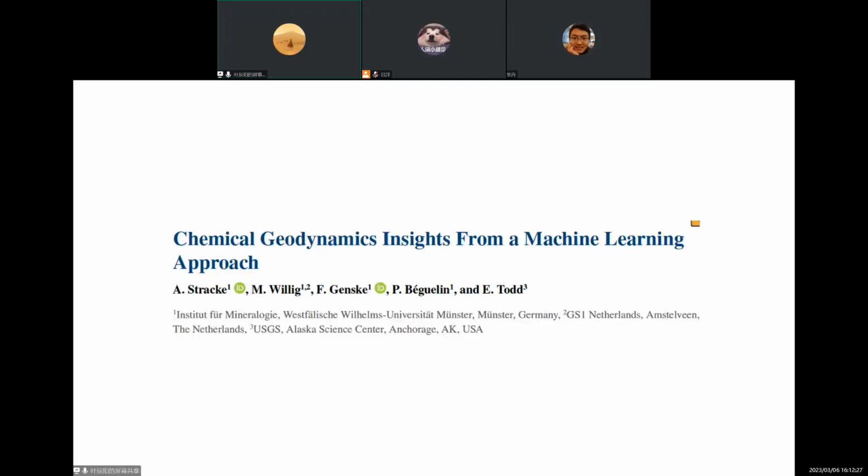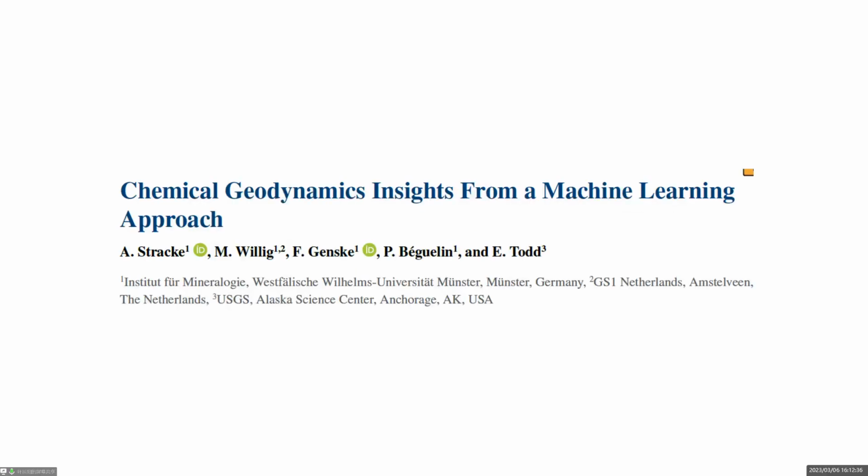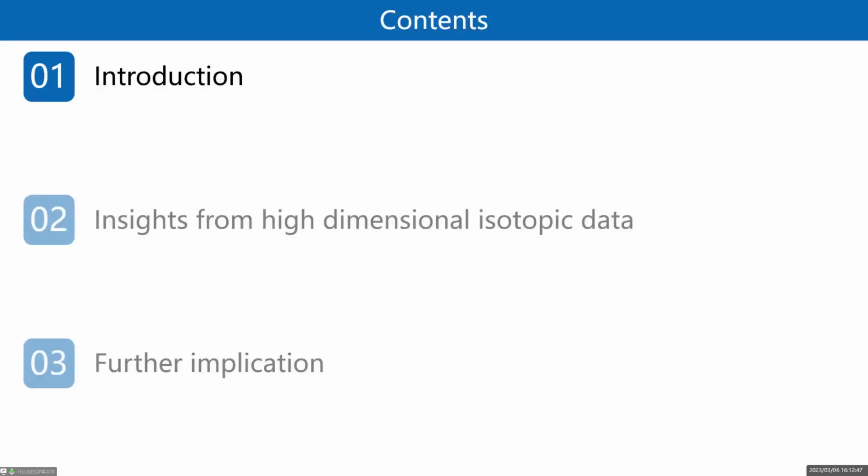Okay, everyone. Today, my presentation focuses on the information hidden by the isotopic composition of global basalts in high-dimensional space. This presentation is based on Stracke's paper from 2022 as well as some related papers. Before discussing this paper, I will give a brief introduction to the authors and some basic knowledge about mantle geochemistry.